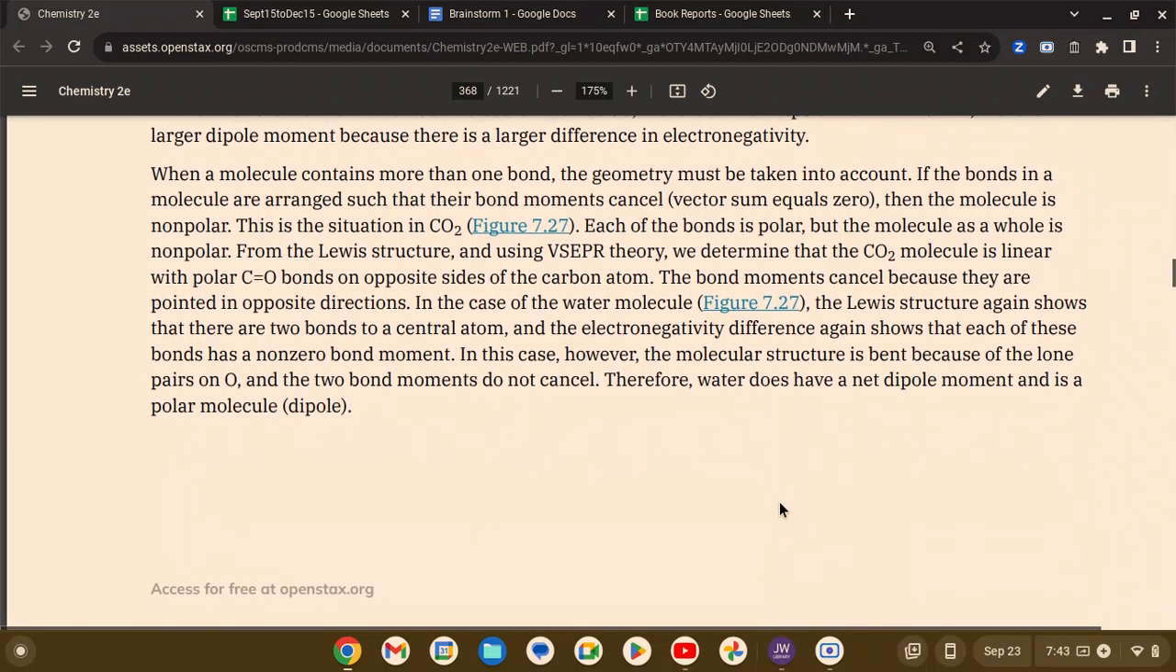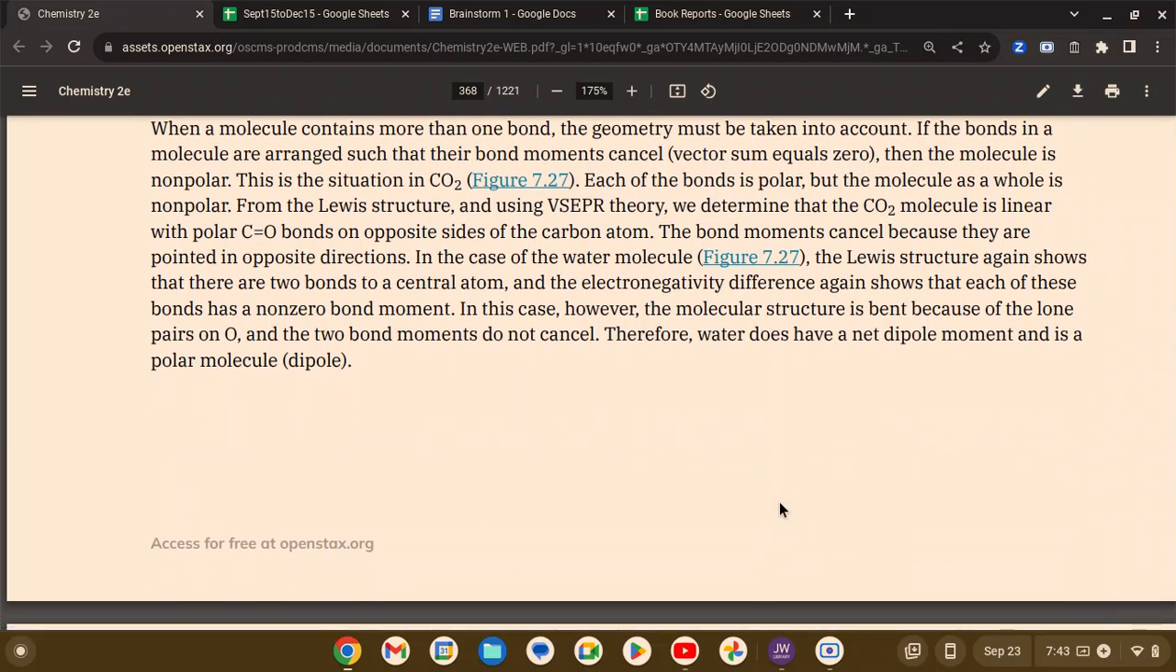When a molecule contains more than one bond, the geometry must be taken into account. If the bonds in a molecule are arranged such that their bond moments cancel, then the molecule is nonpolar. This is the situation in CO2. Each of the bonds is polar, but the molecule as a whole is nonpolar. From the Lewis structure and using VSEPR theory, we determined that the CO2 molecule is linear with polar C=O double bonds on opposite sides of the carbon atom. The bond moments cancel because they are pointed in opposite directions.